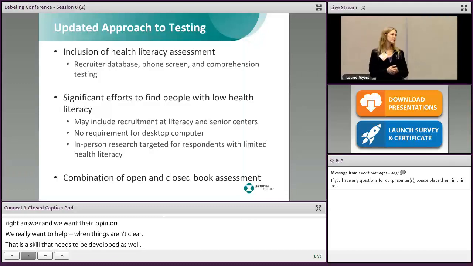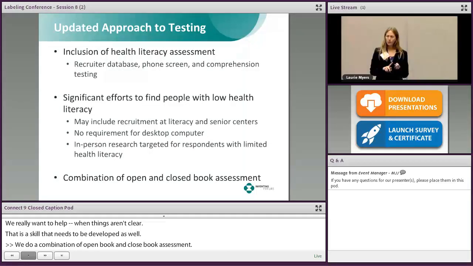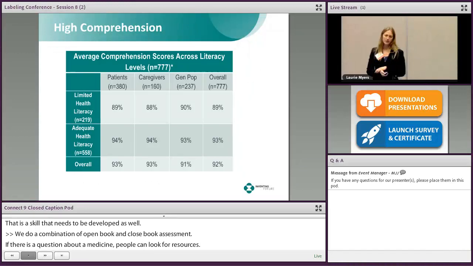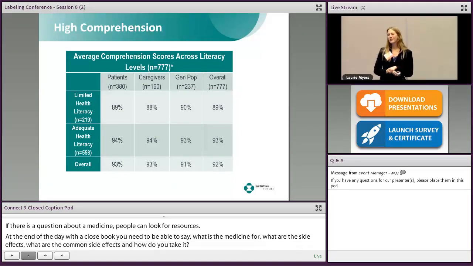And then we do a combination of open book and closed book assessment. Again, if there's a question about a medicine, people can look for resources. But at the end of the day, with the closed book, you need to be able to say, what is the medicine for? What are the serious side effects? What are the common side effects? And how do you take it? Those are the core questions within our closed book assessment.